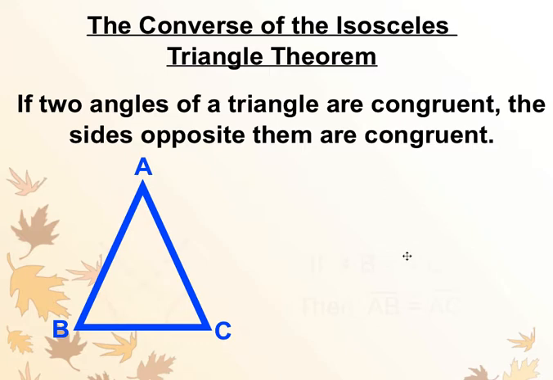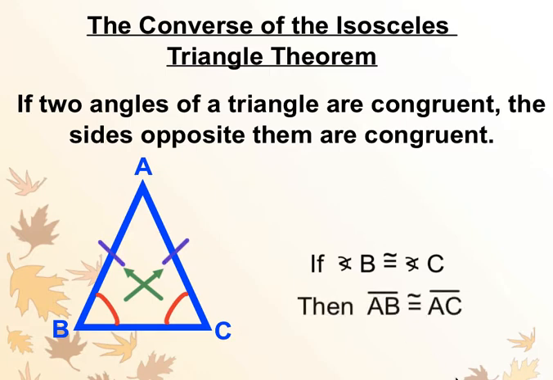Let's say I start with angle B is congruent to angle C. Then, because these two angles are congruent and these are our base angles, that means that side AB and AC, or the sides across from these congruent angles, are also congruent. So AB is congruent to AC.